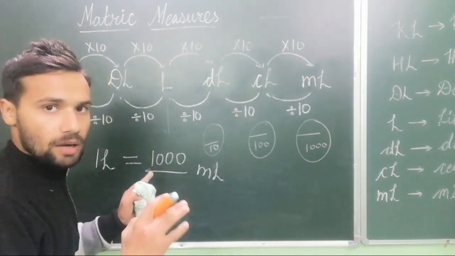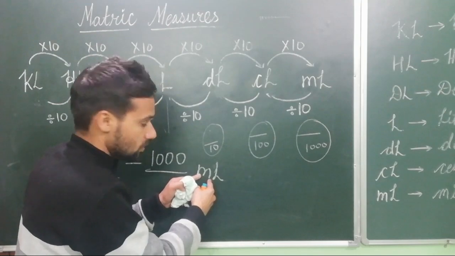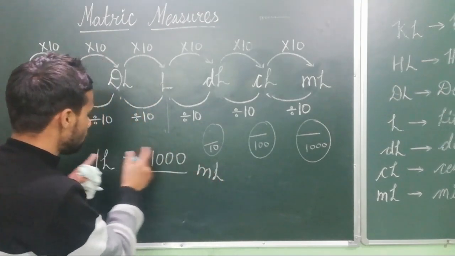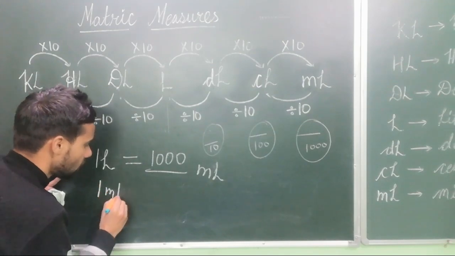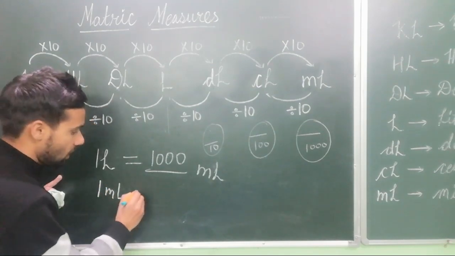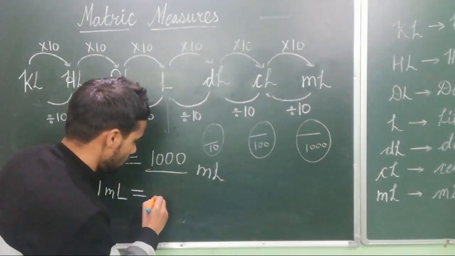But I want to explain here, if you want to change this milliliter into liter, then what do you say? If you have only 1 milliliter, and you want to convert this 1 milliliter into a large unit, so what do you say?